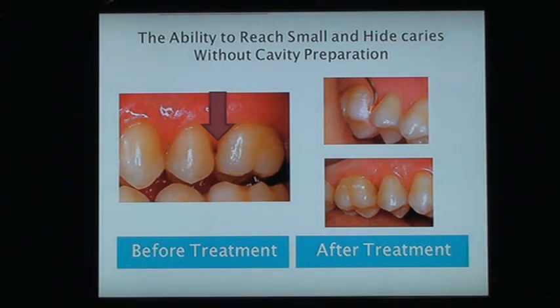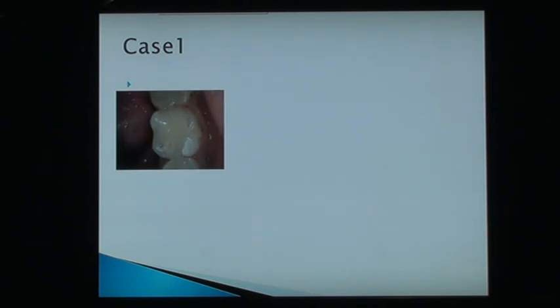Also, other benefits for laser preparation. We can reach a small caries area. We can reach it and clean it and finish it without doing cavity. We will see this case now.